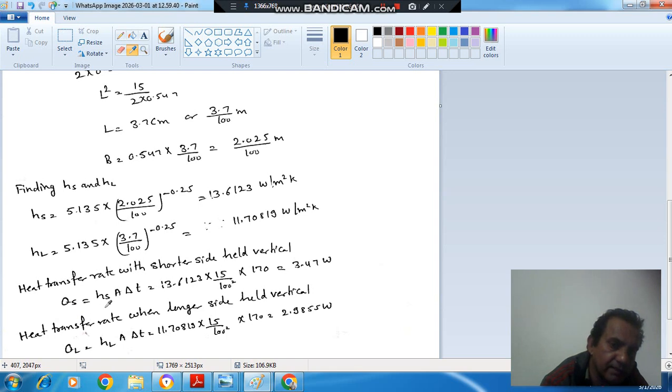Now after finding Hs and HL, we can find the heat transfer also. So Qs is Hs A into delta T, and QL when the longer side is vertical is HL A into delta T. So from this, putting these values, we have Qs as 3.47 and QL as 2.9855.